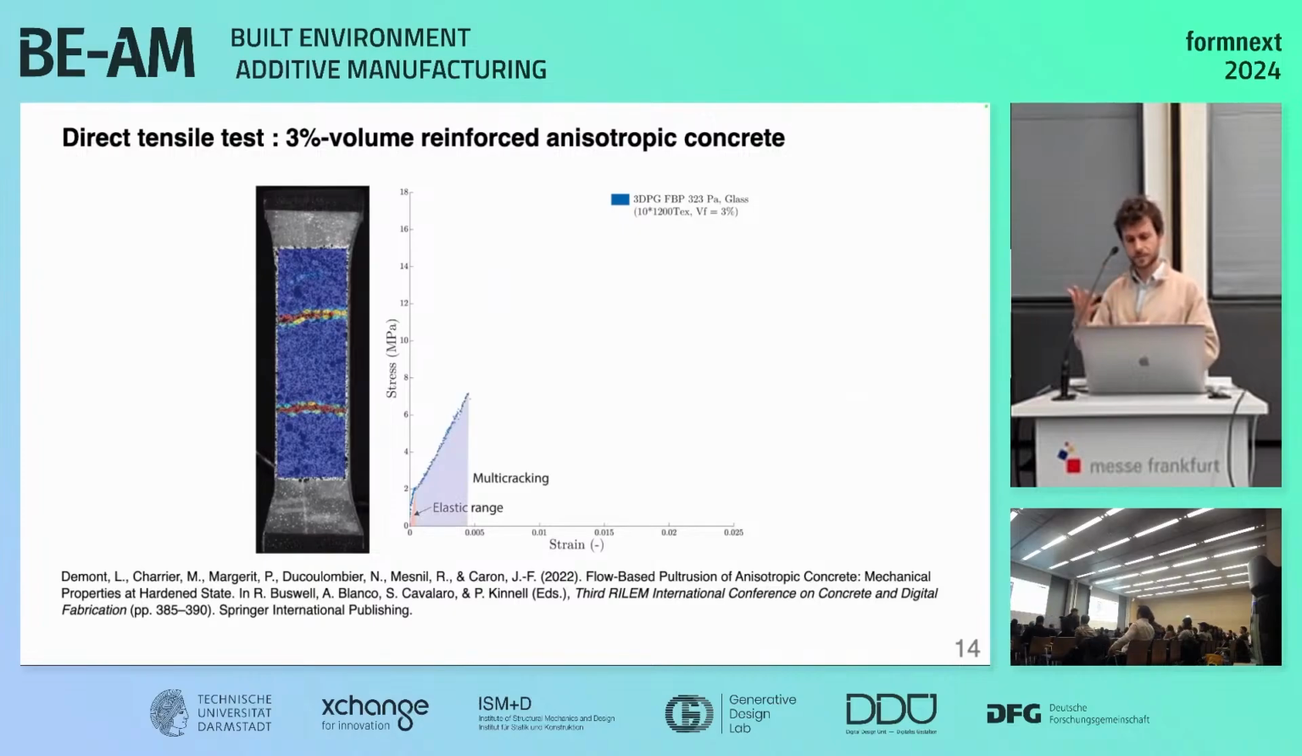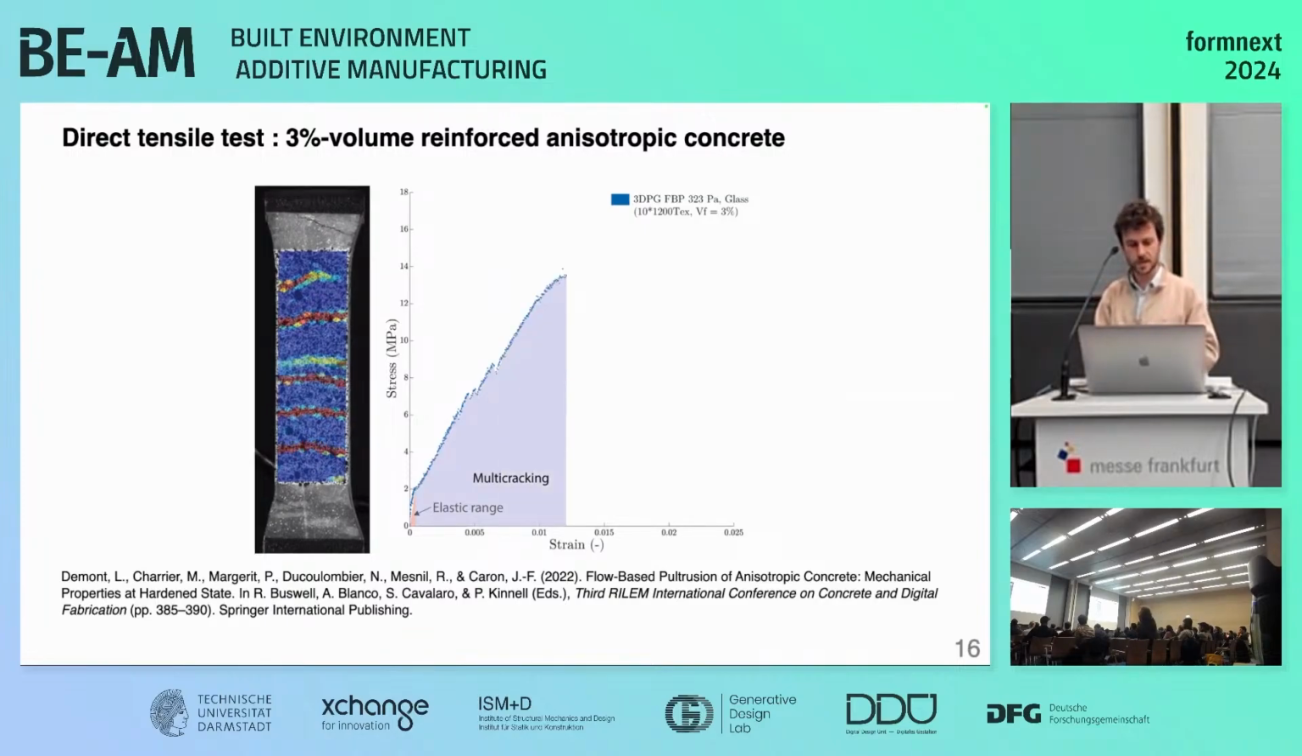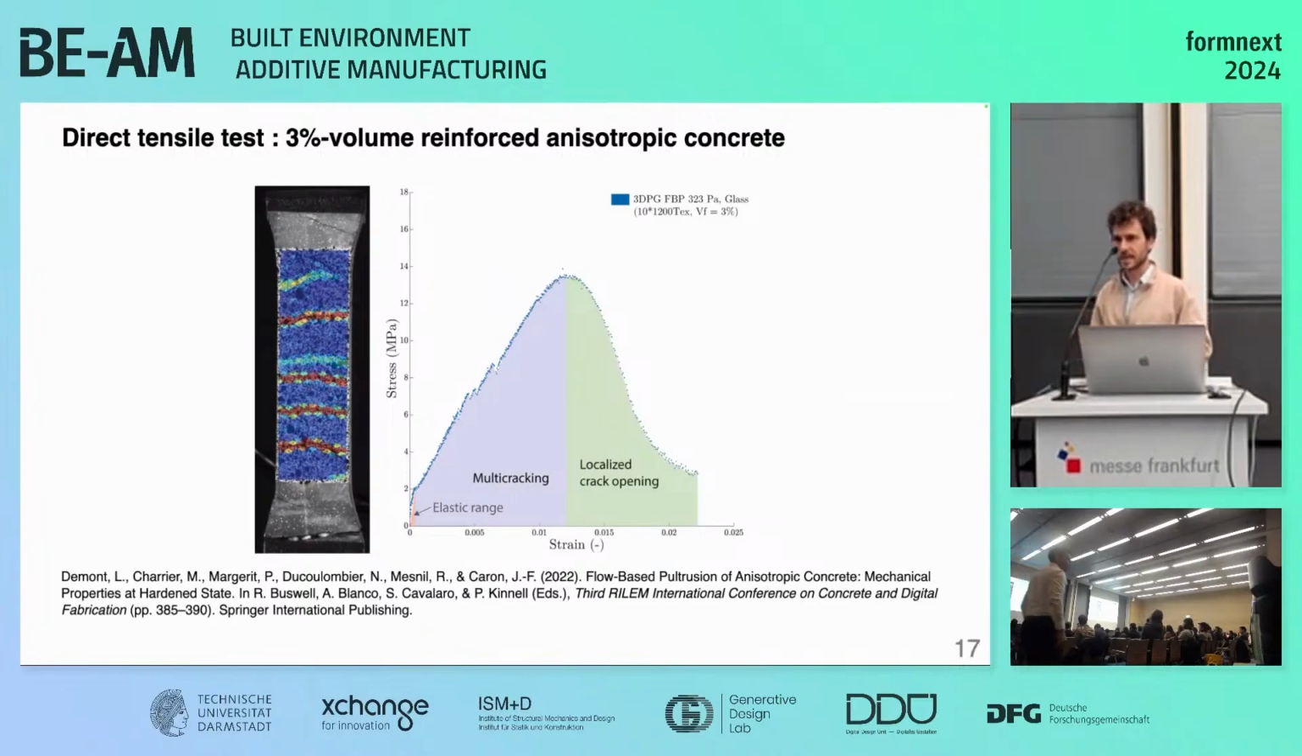But then you enter a ductile behavior, just like reinforced concrete. But it's a very different mechanics, and you have multi-cracking of your sample. As you see on the image, you have a video of the test where you see the cracks appearing with the color gradient. And at some point, you will have a localized crack opening and the sample will fail, right?